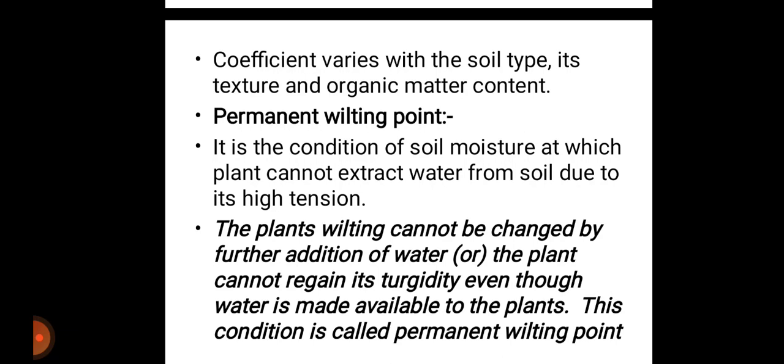Permanent wilting point is the next soil moisture constant. It is the condition of soil moisture at which the plant cannot extract water from the soil due to the high tension. The plant's wilting cannot be changed by further addition of water. The plant cannot regain its rigidity even though water is made available to it. This condition is called the permanent wilting point.